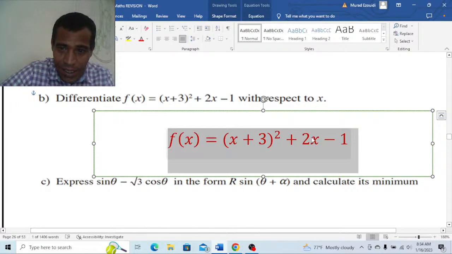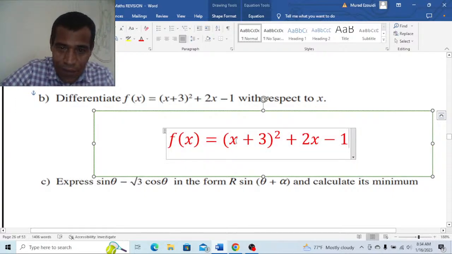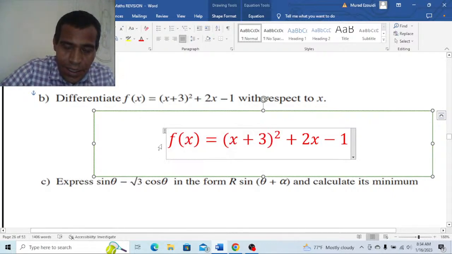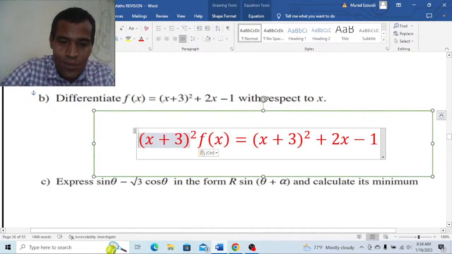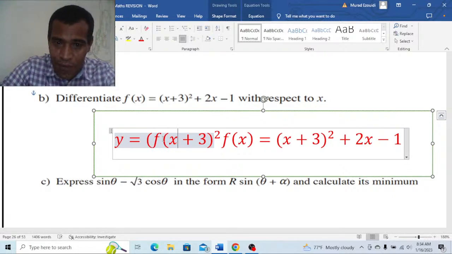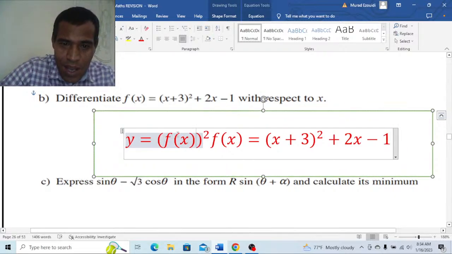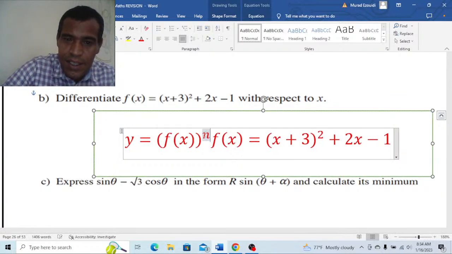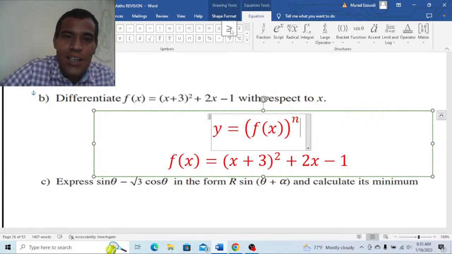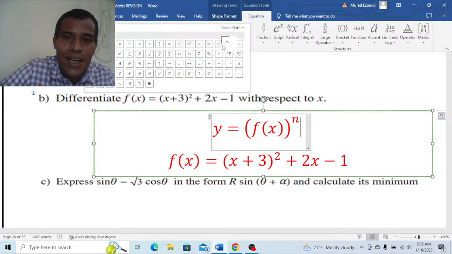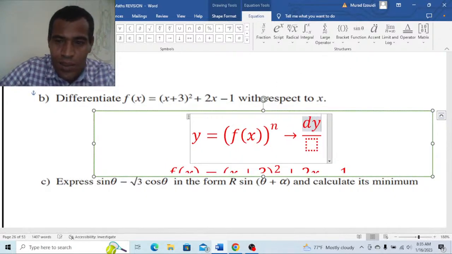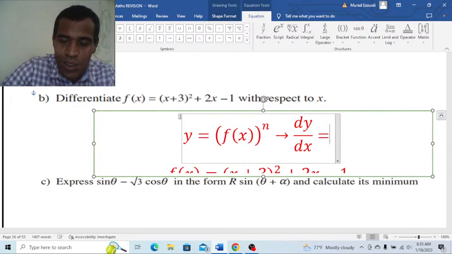Now learners, to differentiate this, first of all we should know that if we suppose that f of x, or y, is equal to, in general, f of x to the power n, therefore the first derivative of the function, y dash, means dy with respect to x.